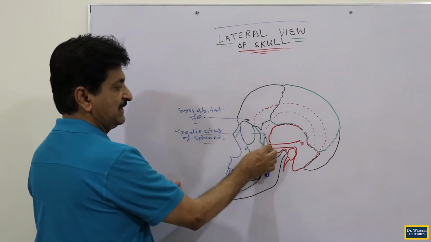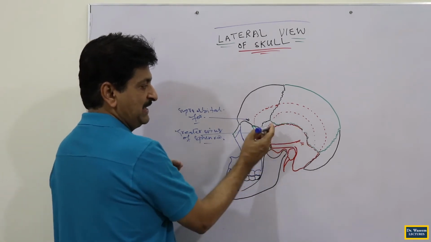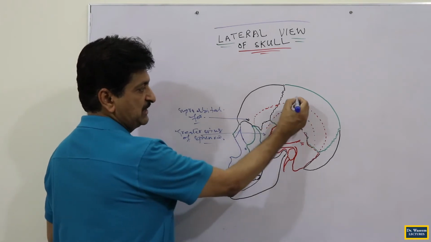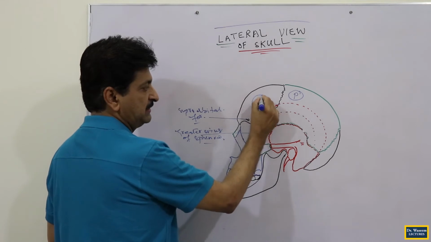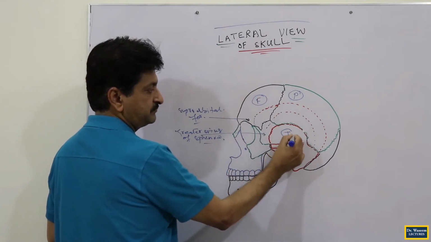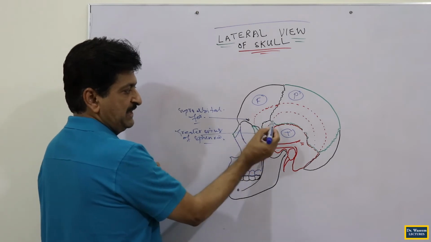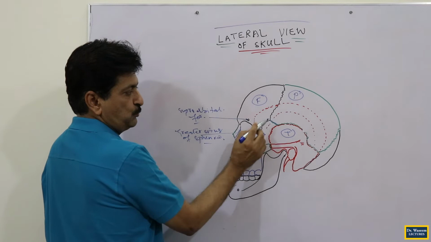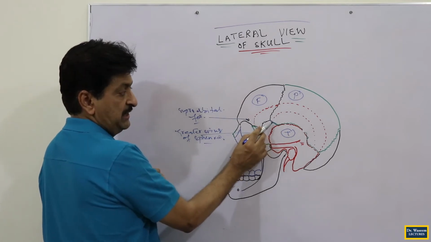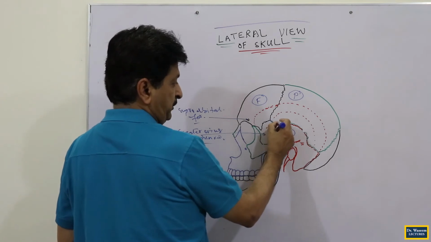But if you see this greater wing of sphenoid, above it, it is making a suture with this bone. This is called the parietal bone, and this is the frontal, this is the temporal, and here this is sphenoid bone. This sphenoid bone is making a small horizontal suture with the parietal bone, and that horizontal suture is called the sphenoparietal suture. Very important here.